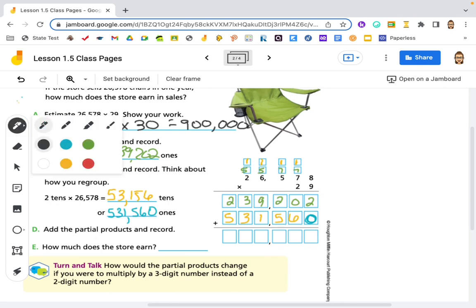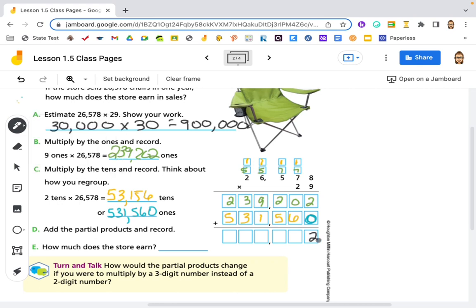And then we're going to add together. So 2 plus 0 is 2. 0 plus 6 is 6. 2 plus 5 is 7. 9 plus 1 is 10. 3 plus 1 is 4, plus another 3 is 7. Then 2 plus 5 is 7. So how much does the store earn? Well, it earns $770,762.